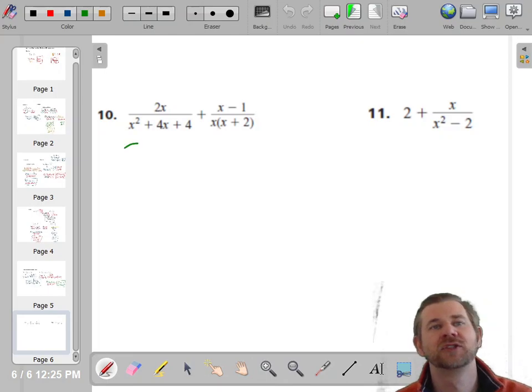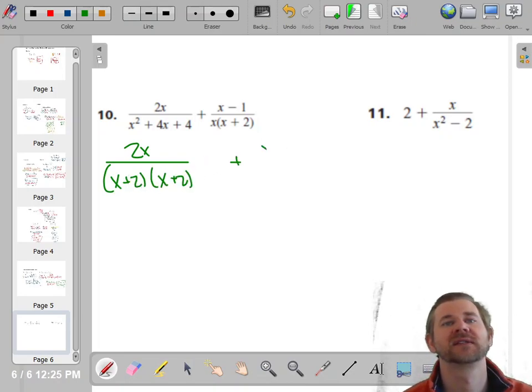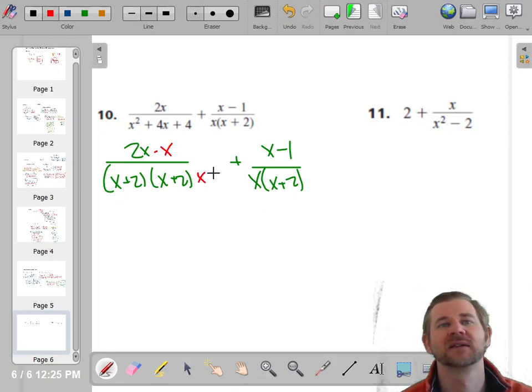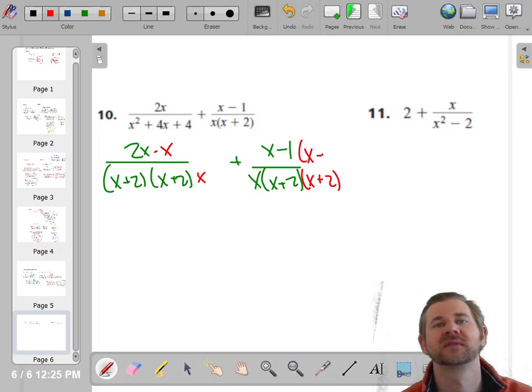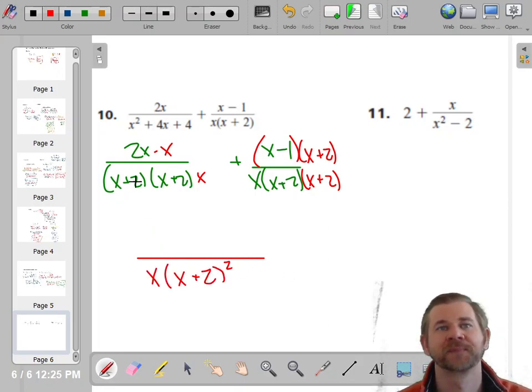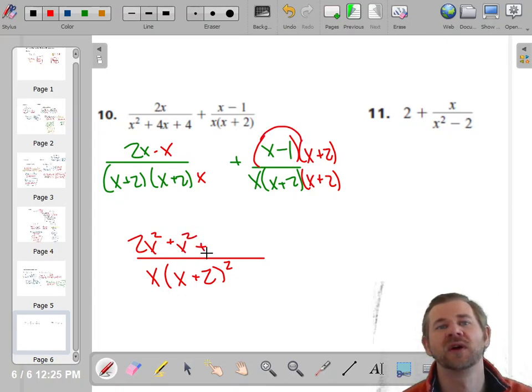Okay, two more. 2x over, let's see, what multiplies to 4 and adds to 4? X plus 2x plus 2. Plus x minus 1 over x times x plus 2. So, let's see, this guy needs an x, and this one needs another x plus 2. So my denominator will be x times, I'm going to write it fancy, x plus 2 squared. In the top, you have 2x squared, and then you need a FOIL, x squared, plus 2 minus 1 will give you plus 1, and negative 1 times 2 is negative 2.